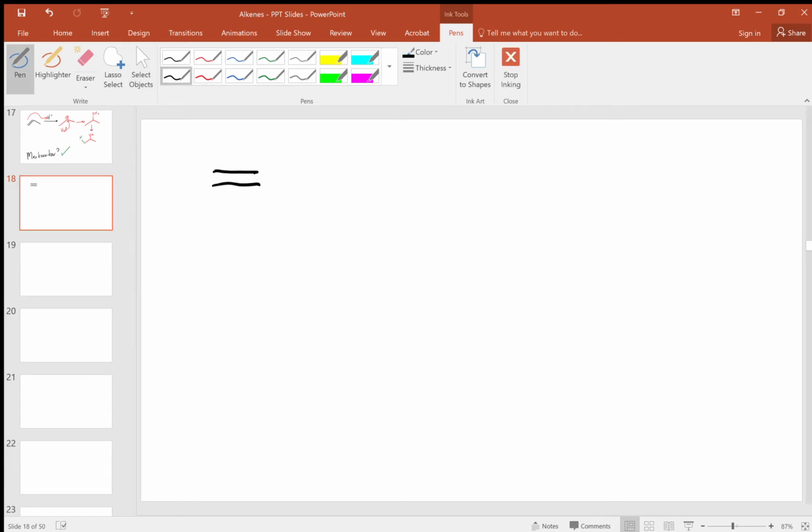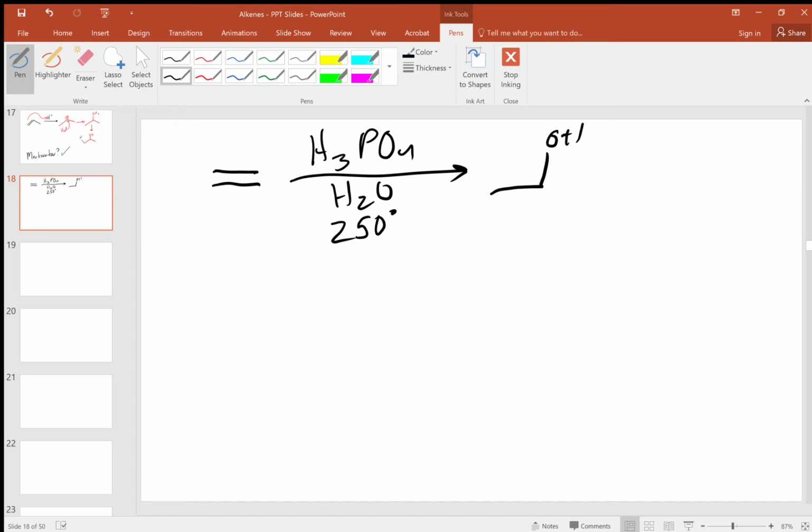The first one is ethanol. If we take ethylene and we heat it up with phosphoric acid and water up to about 250 degrees Celsius, we make ethanol. And this is how tens of thousands of liters of ethanol are made every year in industry for use in labs.